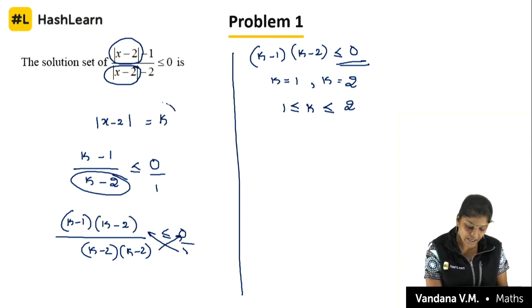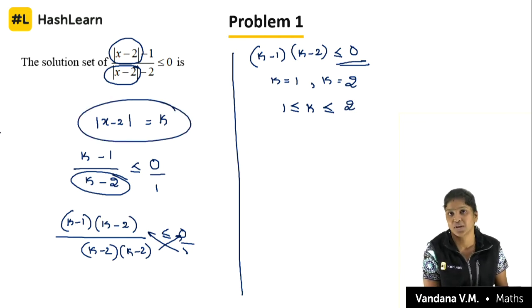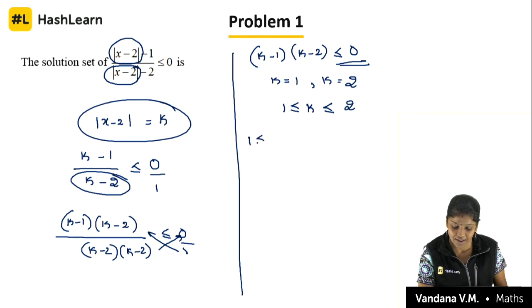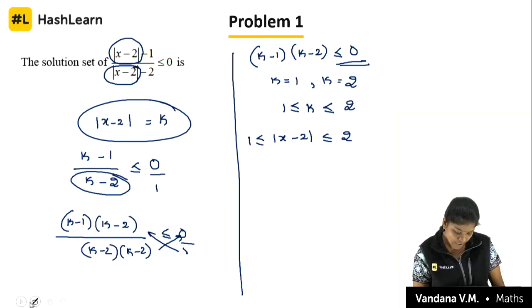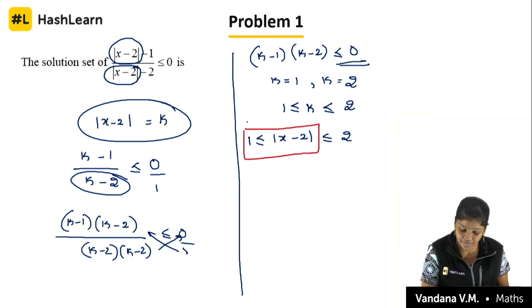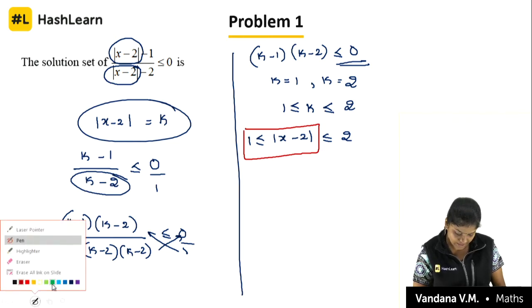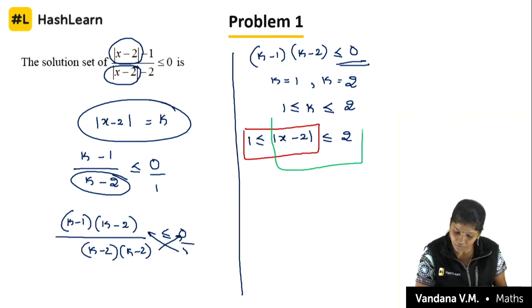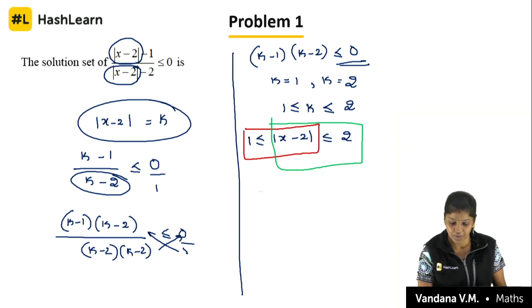But what is my k value, children? It is modulus of x minus 2. So 1 less than or equal to mod x minus 2 less than or equal to 2. Now here I will get two cases. The first case is this. The second case is this one. Solving these two. So, let me take case 1.